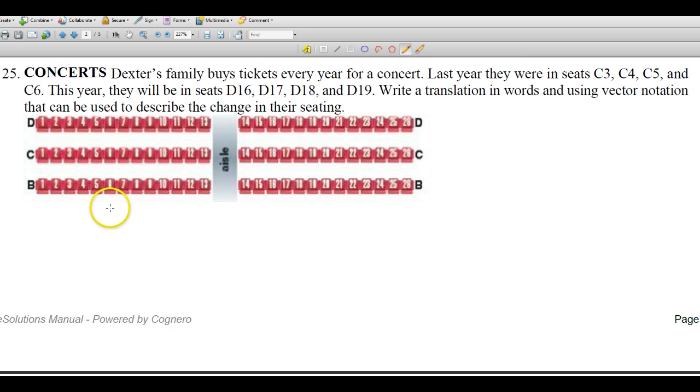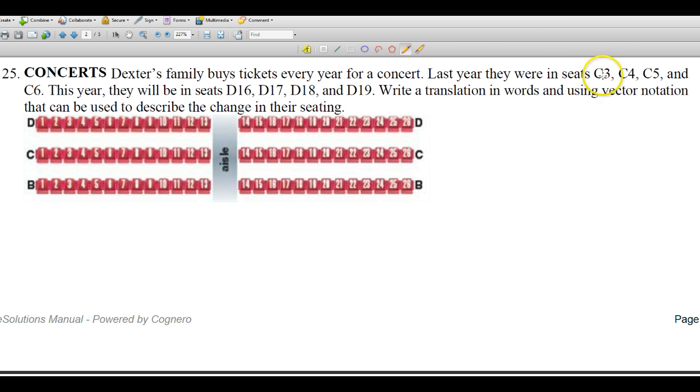For 25, Dexter's family buys tickets every year for a concert. Last year they were in seats C3, C4, C5, and C6. This year they will be in seats D16, 17, 18, and 19. Write a translation in words and using vector notation that can be used to describe the change in their seating.